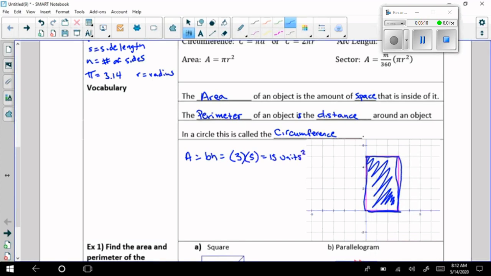Labels are important because area is 2-dimensional, so it's squared, and perimeter is linear, so it's not. Perimeter of a rectangle is 2L plus 2W, but you could also just add up all 4 sides. So we have 2 times 5 plus 2 times 3. So 10 plus 6 is 16. And again, that's units, but not squared.